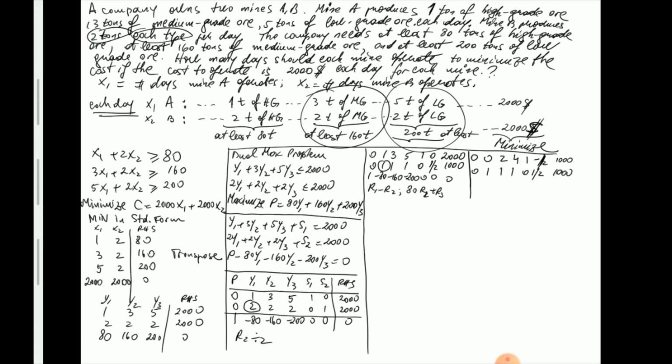Now 80 times row 2 plus row 1, so that's 0, 1 and 0. 80 minus 160 is minus 80. 80 minus 200 is minus 120. The next one is 0. 80 times 1 half is 40 plus 0, and 80 times 1000 makes it 80,000 plus 0.